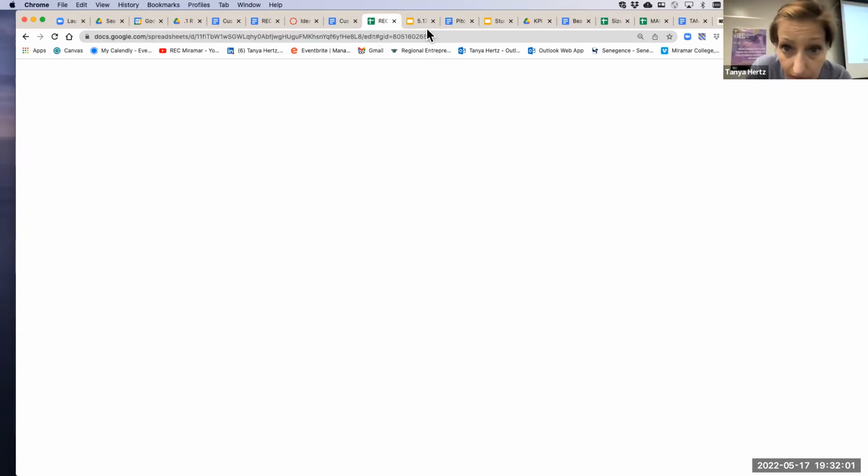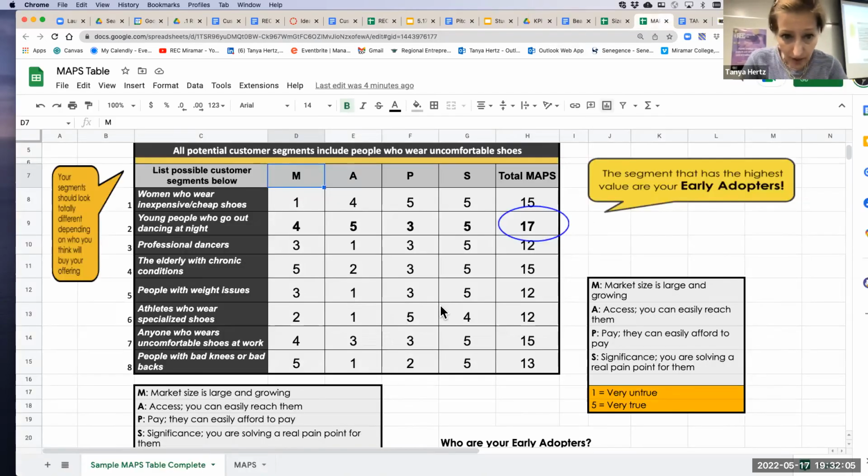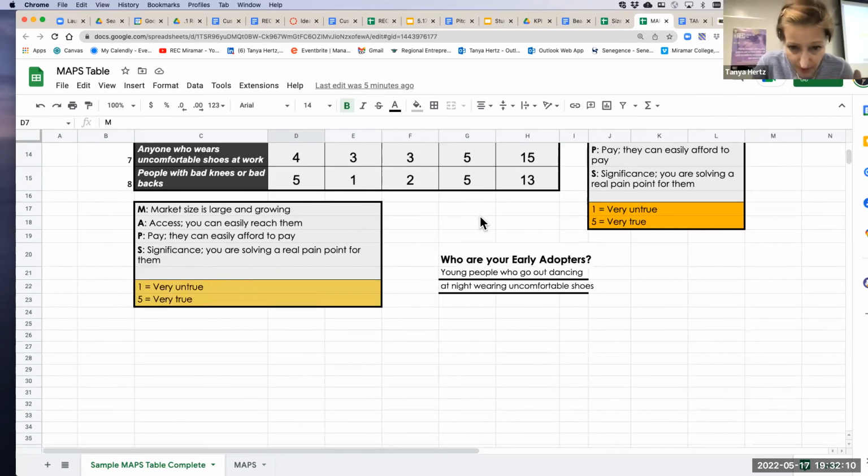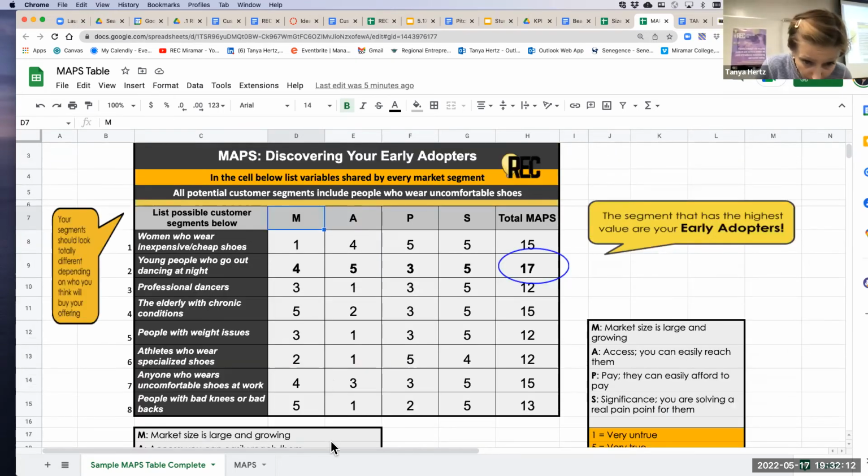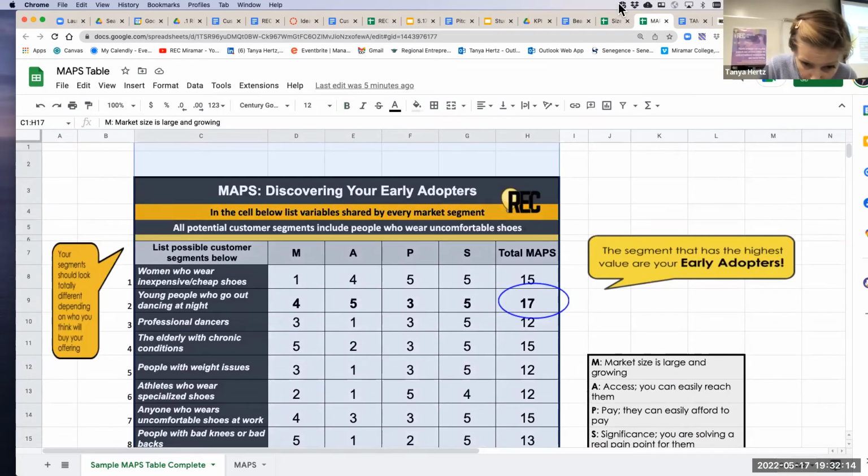All right, so moving back over. You've done your MAPS table, and you've calculated your highest probability, which is going to be your early adopters. And so now we have to do more research on it.